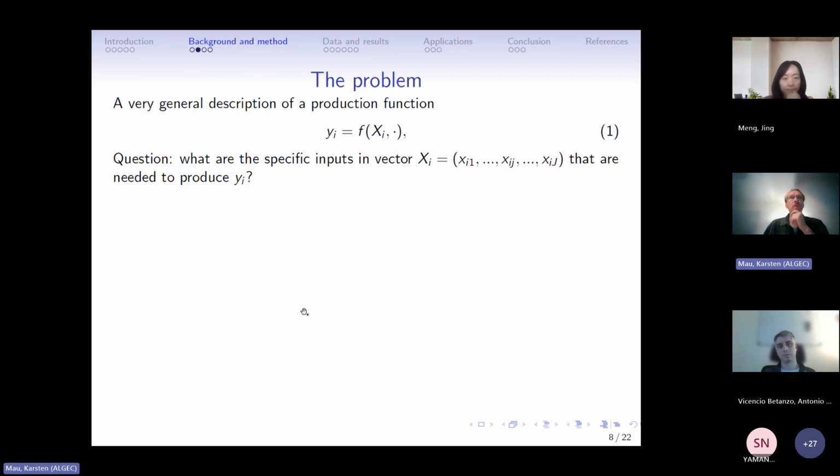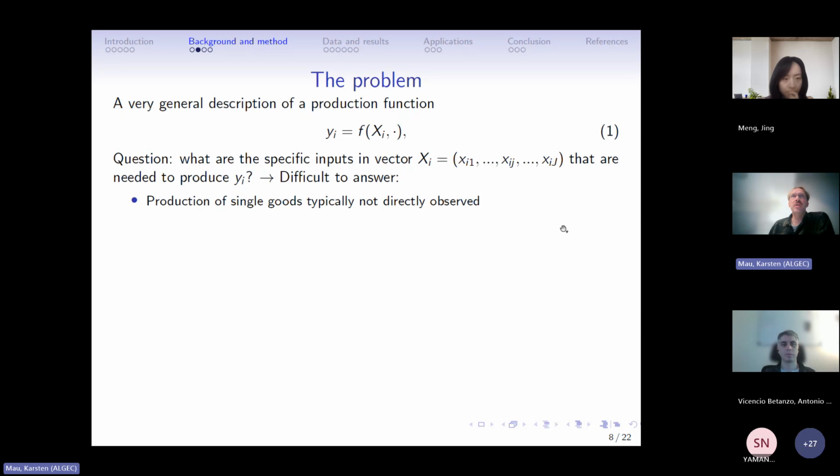The problem that we are facing is the one described here in this very general equation. There is a firm that produces an output product i, and it uses a bunch of different inputs next to other factors like labor and capital. But this capital X is a vector of different inputs that are used to produce the output. What we don't typically observe or know as economists is what those X's are that are used to produce the output good. It's actually pretty difficult to answer this question because usually we cannot observe it. It's hard to look inside the firms.